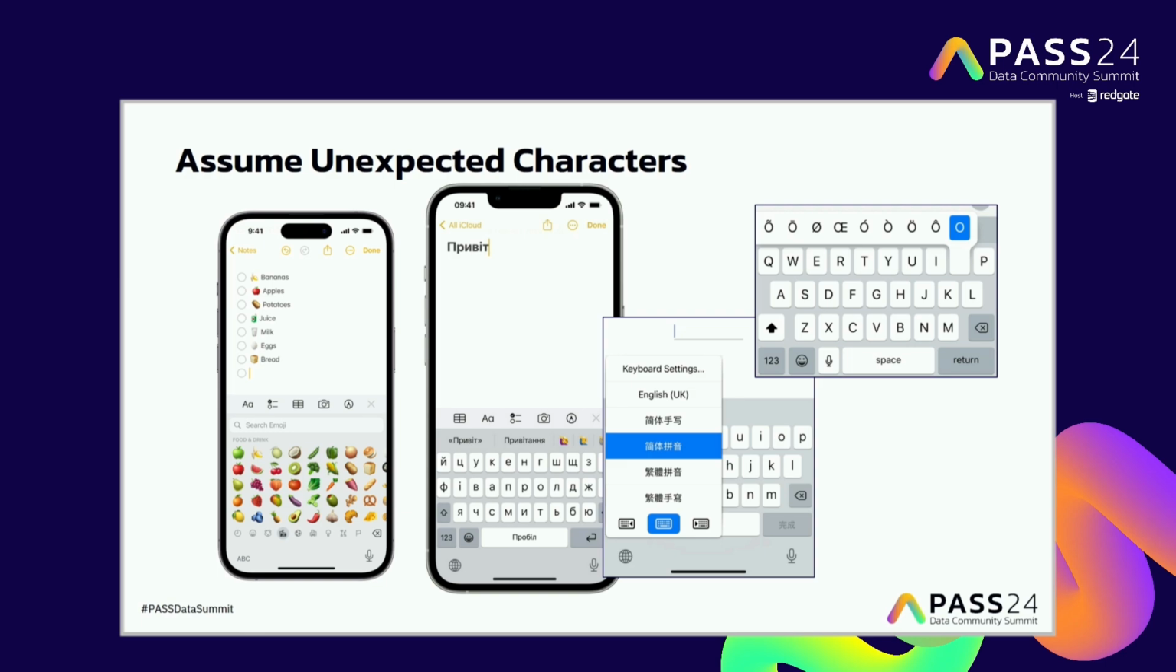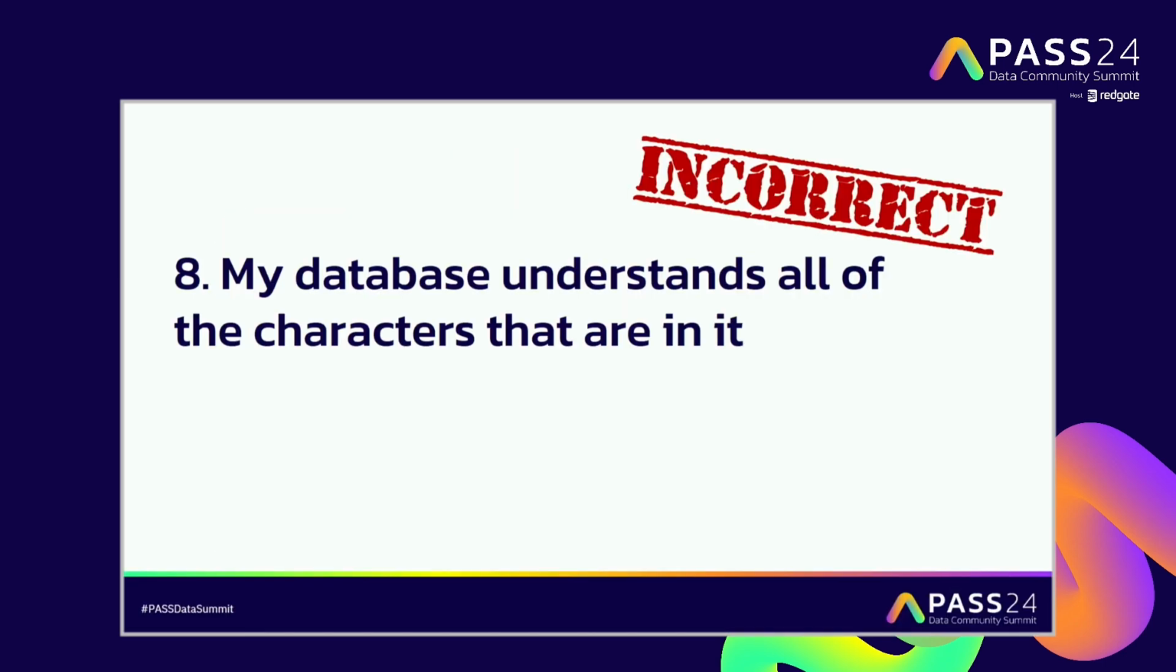But there are unexpected characters. The thing about Unicode, inherent to the way it works, is it does everything it can to get out of the way and make it easy for characters to wind up wherever they want to go. But this leads into the next incorrect assumption, which is that your database understands all the characters that are in it. Because if I open my database and look at a column and see a character that's completely unrecognized, an unassigned code point, just a square box, that surely must be a mistake or a corruption or something like that, right?